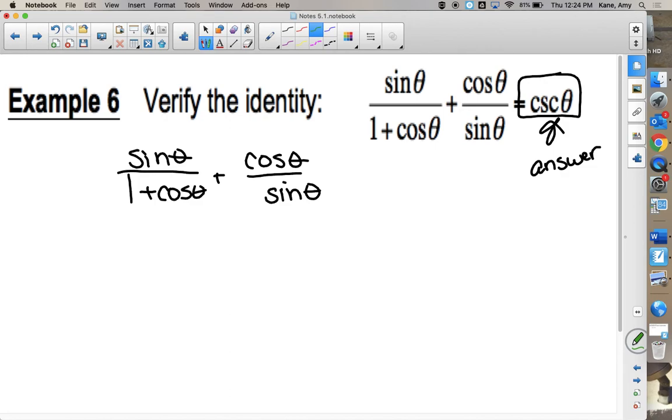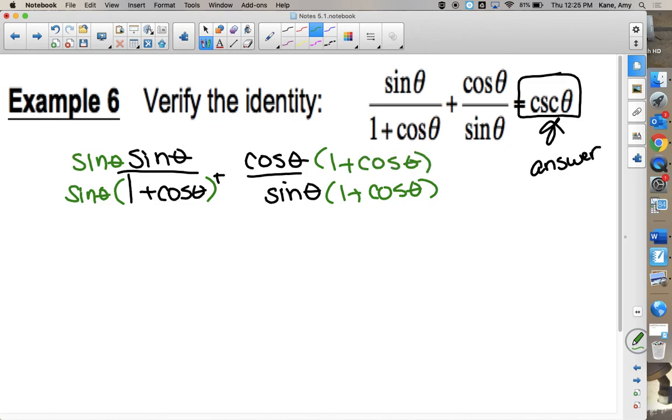Julian, what would your least common denominator be? Sine times 1 plus cosine. Yeah, so the least common denominator, just the two pieces that are there, that becomes your least common denominator. So the one on the left has 1 plus cosine, it needs sine. The one on the right has sine, it needs 1 plus cosine. That's how a common denominator works. Essentially, you take the two denominators that are there, and you make sure that the left and the right have both pieces.